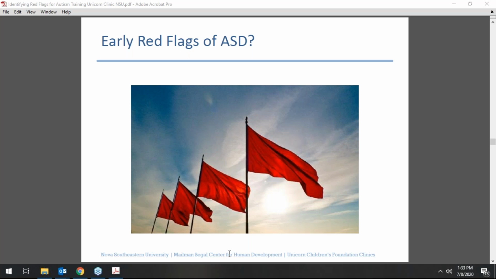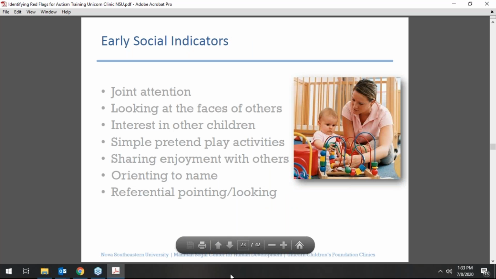So we're going to review some of the early signs. We're going to see some videos from the CDC so that you can see what these behaviors look like in children. We can go to the next page. So some of the early social indicators, we're going to talk about those now.